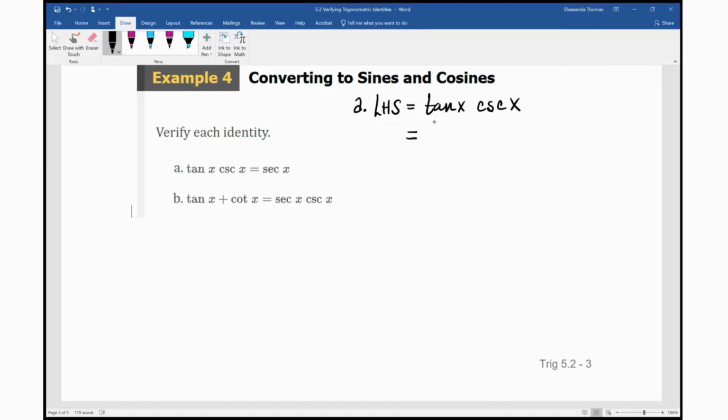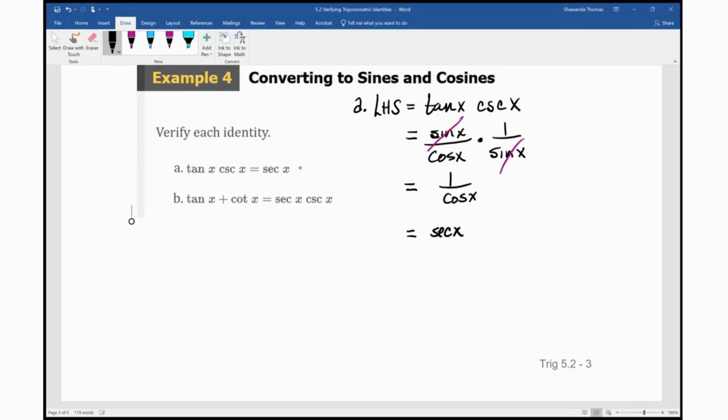Sine over cosine. Sine over cosine, and then cosecant is what over what? One over sine x. So the sine x cancel, leaving us with 1 over cosine x. And what do we know 1 over cosine x to be? Secant. All right.